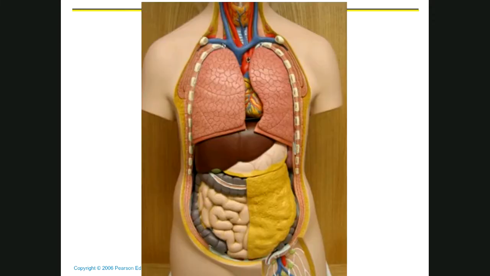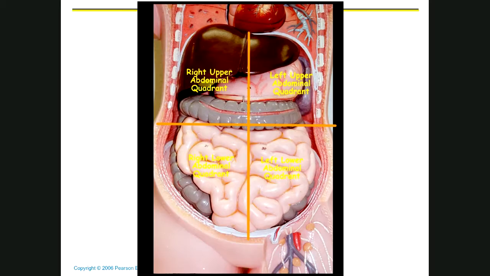So if we were going to do regions, we would draw 4 lines. So remember, our umbilicus is going to be right along here. So we want that to be in the center of our lines. So here are our 4 lines right here. And you should be able, again, to name those regions. And then if we're going to do quadrants, again, right here somewhere is our umbilicus. And so we're going to draw a vertical line through that and a horizontal line through that and wind up with 4 quadrants. Any questions?